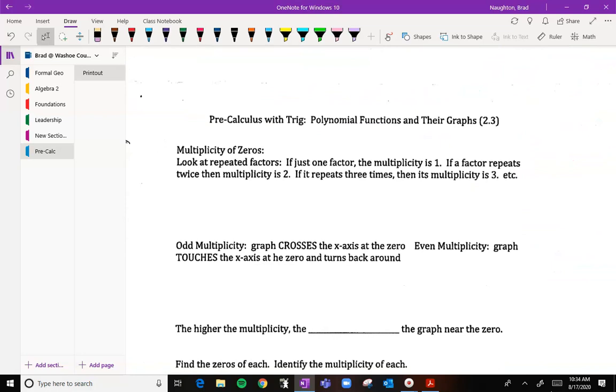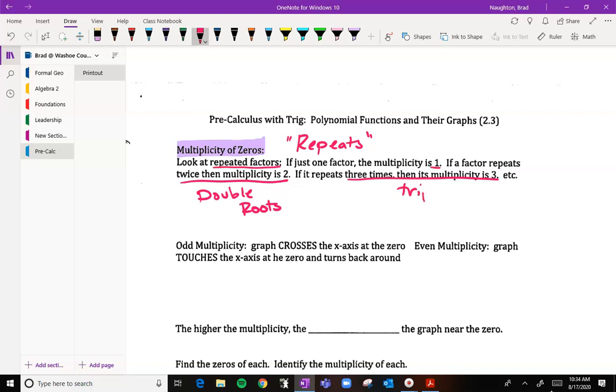So, multiplicity. Multiplicity looks like a simple word. Just think of it as, do we have any repeats? Okay? Look for repeated factors. If it just has one factor, the multiplicity is 1. If it's got 2 factors, it's twice. If it's 3 factors, the multiplicity is 3. Sometimes we call these double roots. And this might be triple roots from Algebra 2 honors.